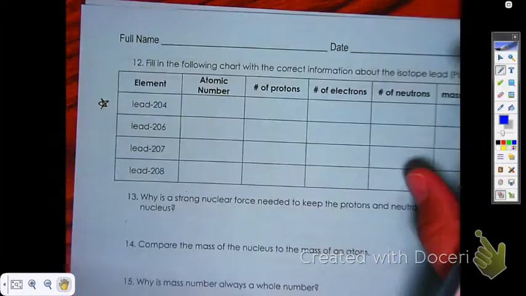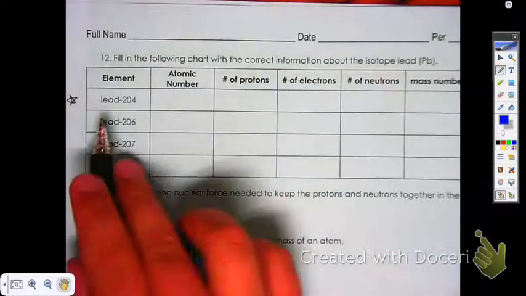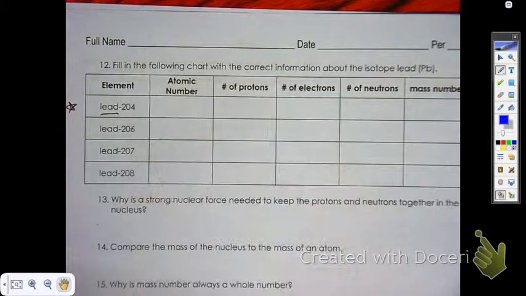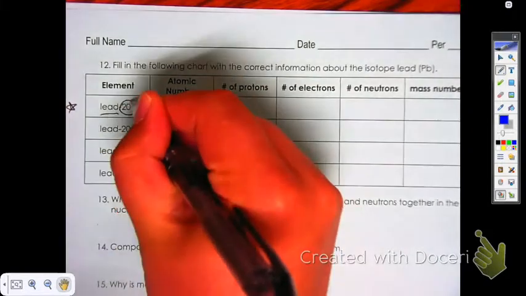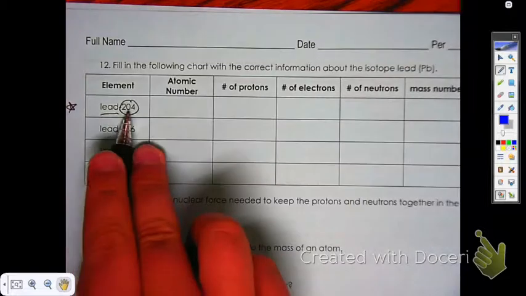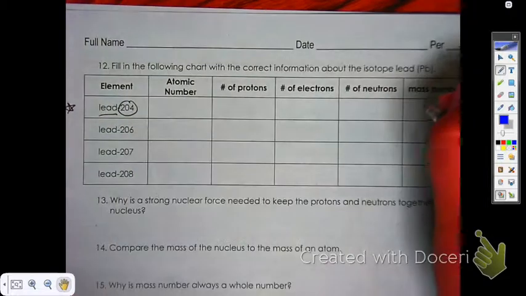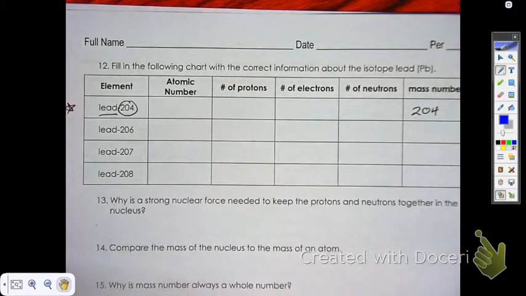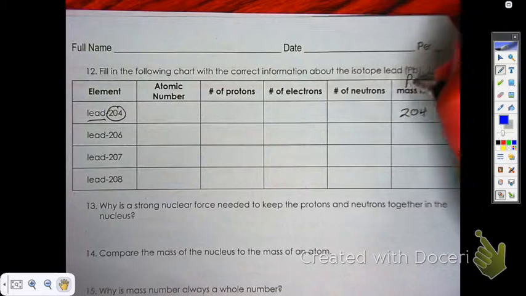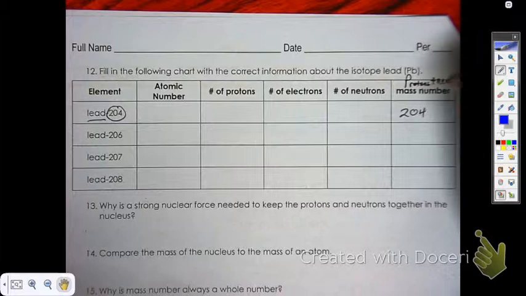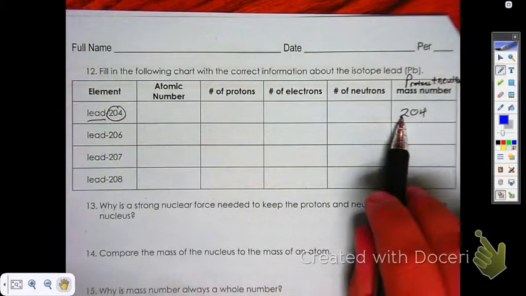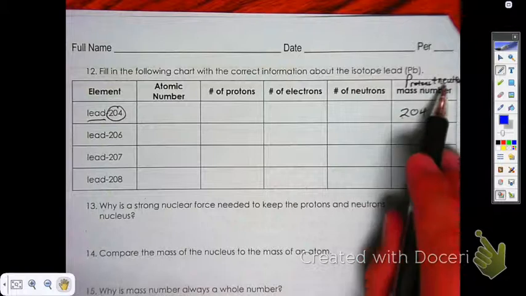So when we turn to page 2, let's look at lead 204. Now this right here gives us our element, and this gives us the mass number. So for now, let's take our mass number and write it in the fifth column over here, 204. So our mass number is 204. And remember, mass number is equal to protons plus neutrons. So this means that 204 represents the number of protons and neutrons that I have.